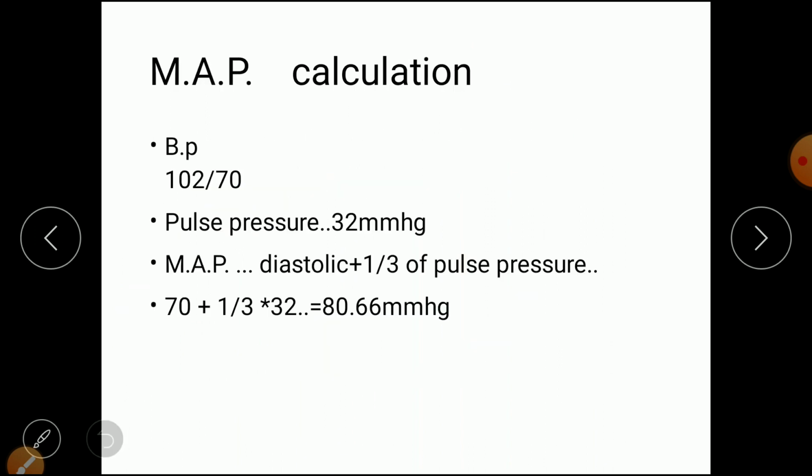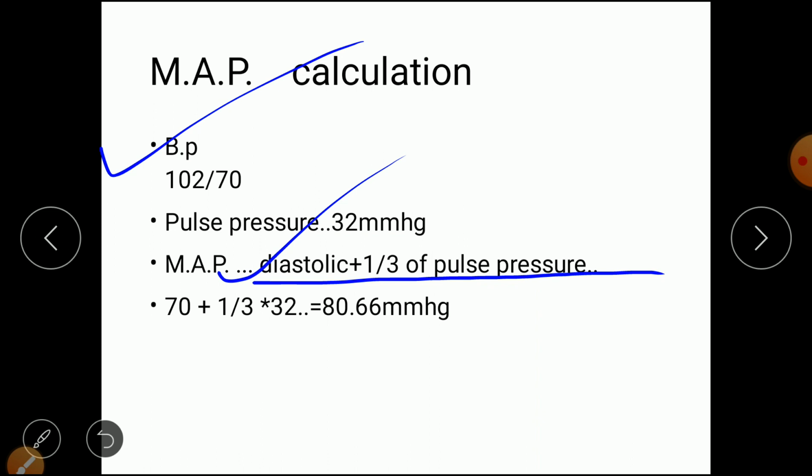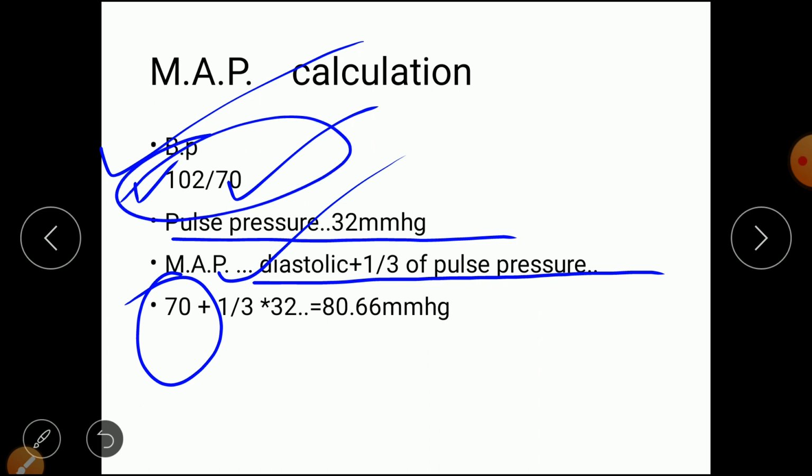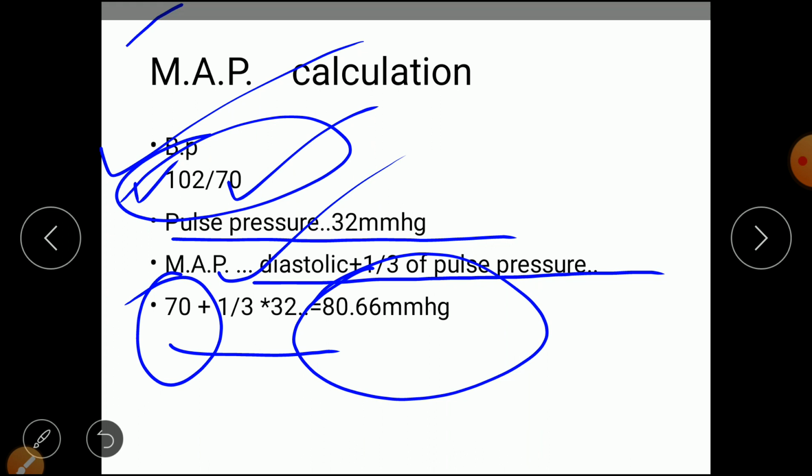Now the MAP calculation. We see the one formula: diastolic pressure plus 1/3 of pulse pressure. Now we can make it clear with an example. One person's blood pressure is 102 by 70. That means 102 systolic, 70 diastolic. So diastolic is 70 plus 1/3 of pulse pressure. Pulse pressure means the difference between systolic and diastolic. So 102 minus 70 is 32. So 1/3 of 32, and the calculated answer is 80.66 mm of Hg. That is the mean arterial pressure of this individual.